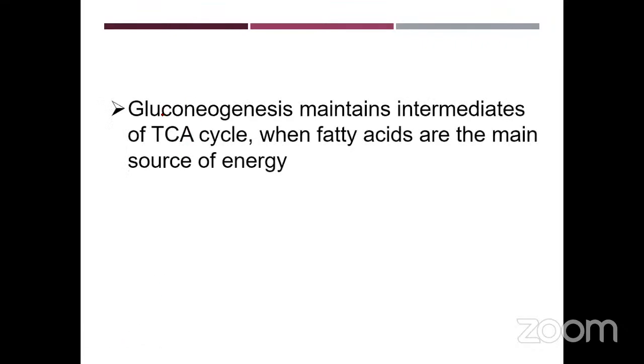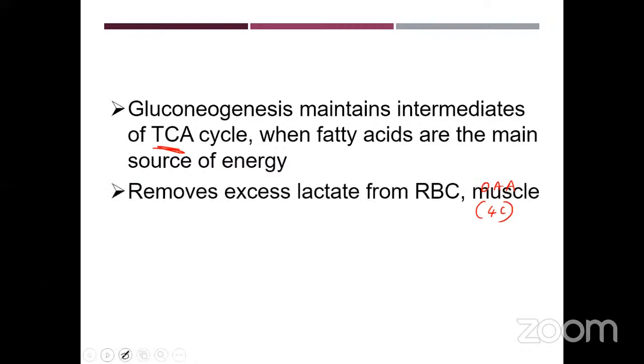And the other use of gluconeogenesis is that it maintains the intermediates of the TCA cycle. You know that oxaloacetic acid, oxaloacetate, is a 4-carbon compound. It is an intermediate in the TCA cycle. That oxaloacetate is formed from gluconeogenesis. Gluconeogenesis is one of the sources of production of oxaloacetate. And when fatty acids are the main sources of energy, then also oxaloacetate will be formed.